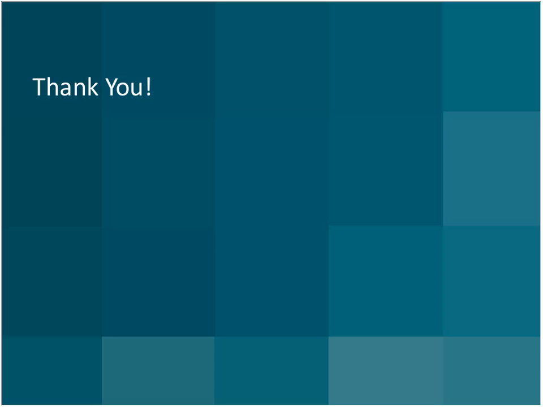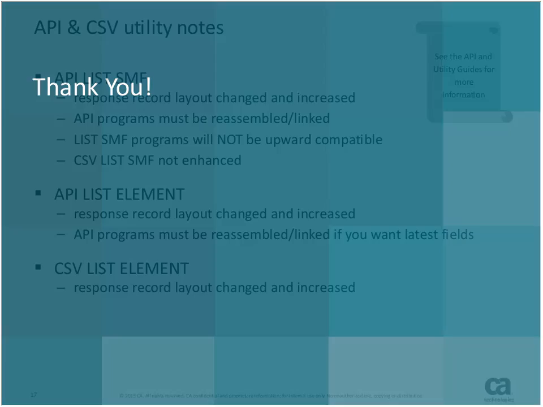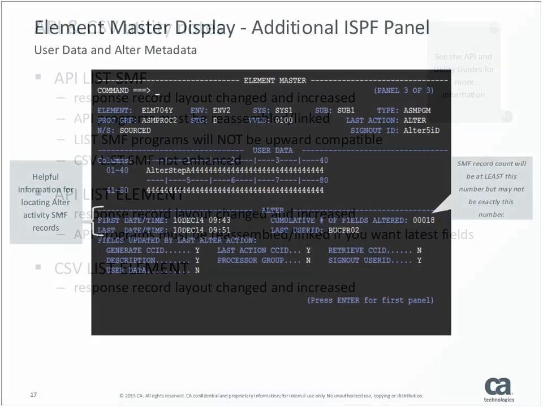Isn't it possible to alter the last action comment or other comments? At this point, the alter action is only available for the description. I believe the last action comment is... actually, I'm going to have to check on that one. I believe it is just the description at this point, but I will verify that because we have all of the fields identified at the beginning of the presentation.